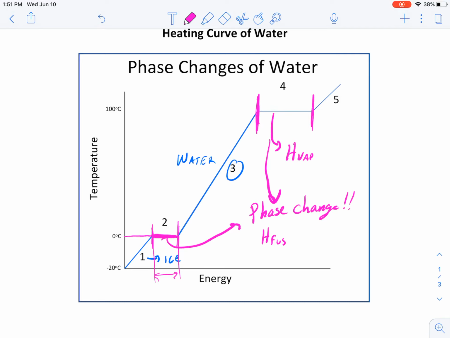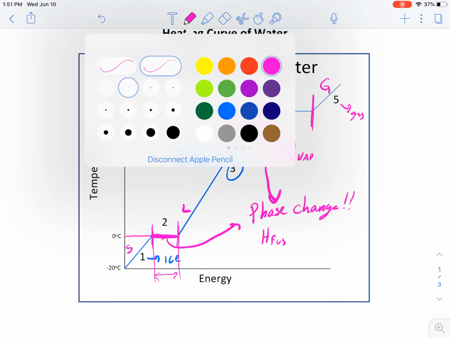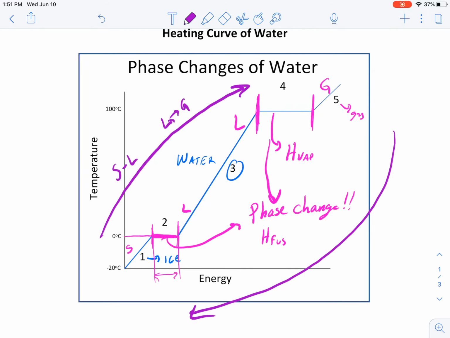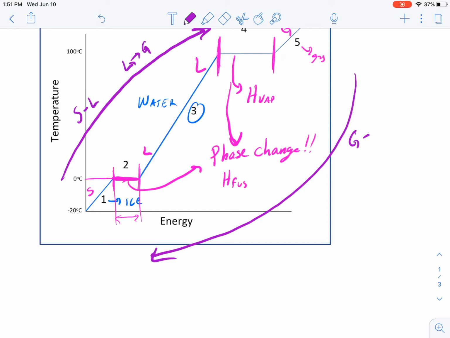That's going from a liquid to a gas. This is liquid, this is gas. This is solid, this is liquid. Alright, so that's kind of the heating curve, and then here we have gas, obviously. If we were to go in this direction, it would be solid to liquid, and then liquid to gas. If you go in this direction, you have gas to liquid, and then liquid to solid.